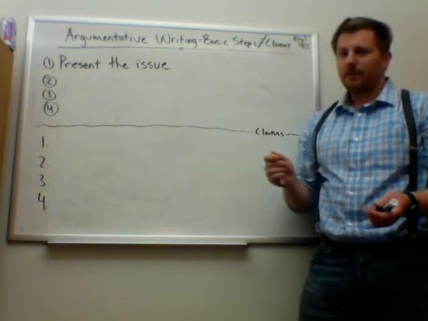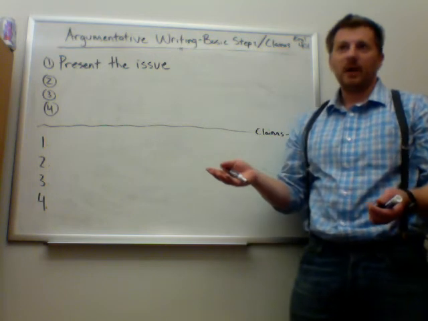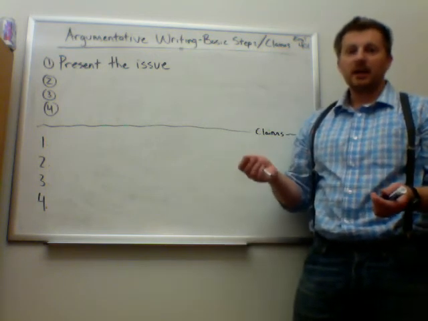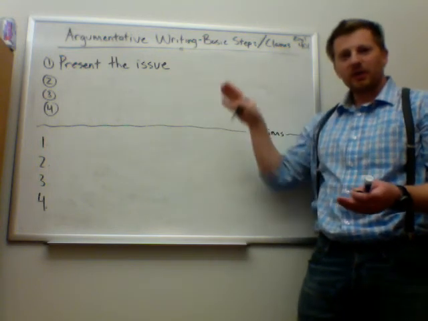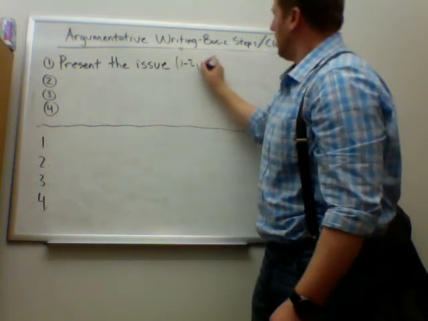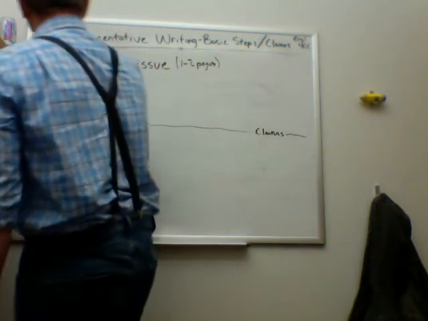If you're doing a more contemporary topic, you'd be surprised what's out there already. If you're going to write about something like violence in video games, that study has been done like back into the 80s and 90s. So you need to really try to present the entire issue, and this might take 1 to 2 pages. After you've presented the issue, you're going to want to make your claim.